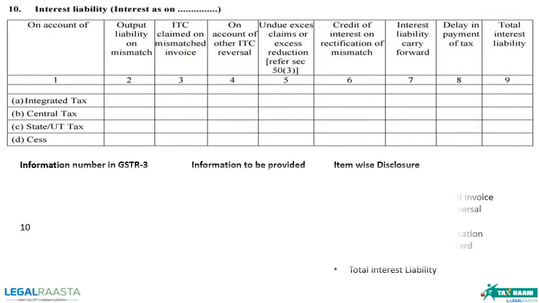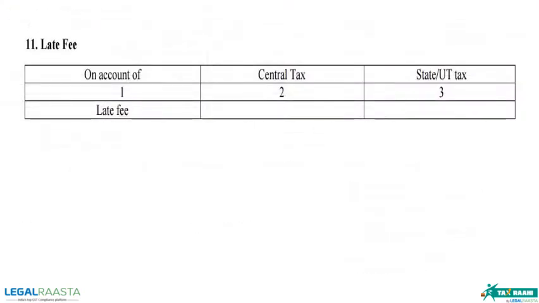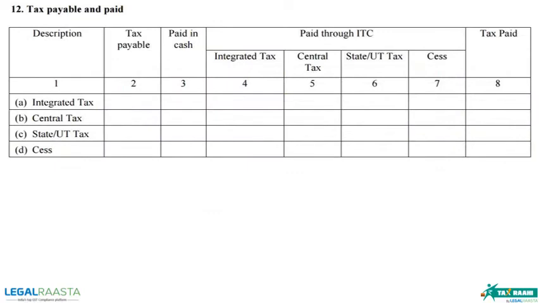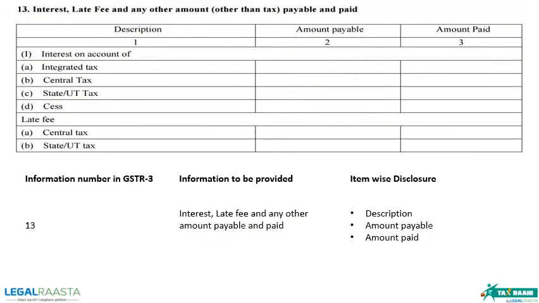Details of interest liability like output liability, total interest liability, etc. Details of late fee like CGST, SGST, etc. Details of the amount of tax payable and amount of tax paid like tax payable, paid in cash, tax paid, etc. Details of interest, late fee and other amounts payable and paid like amount payable and paid, etc.